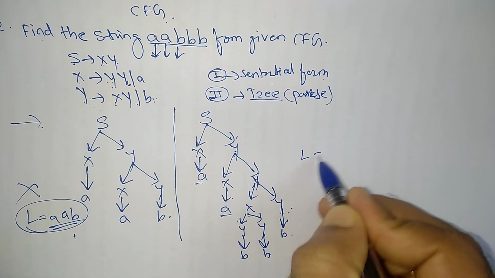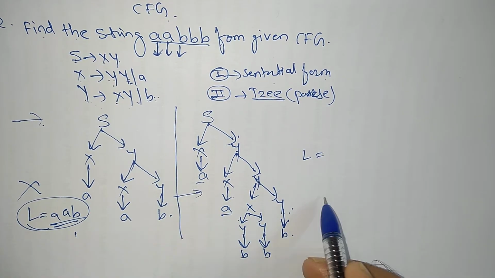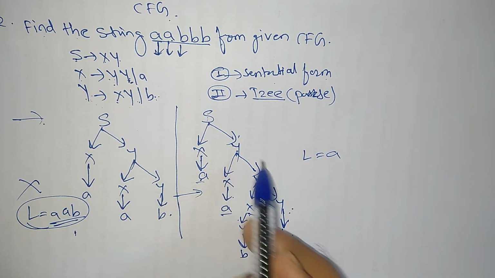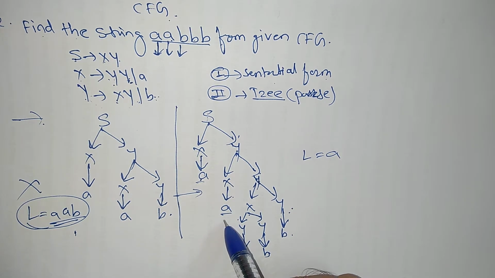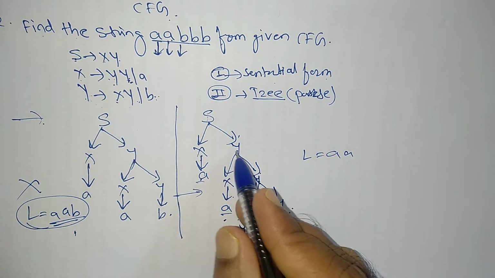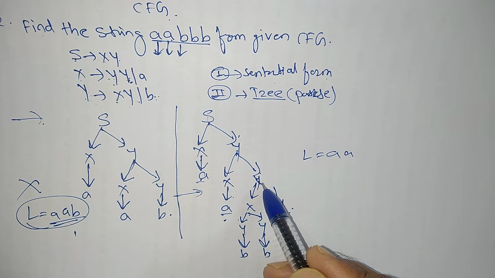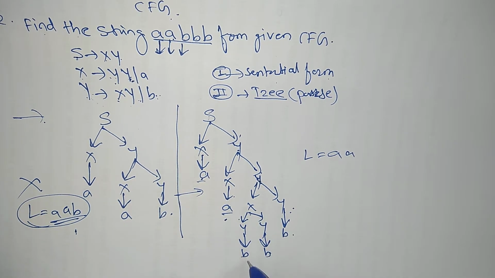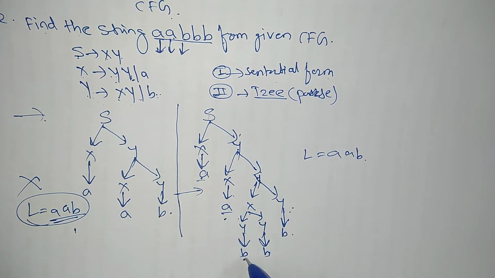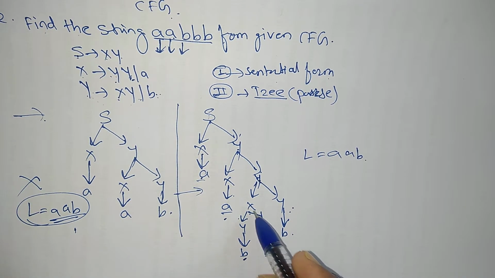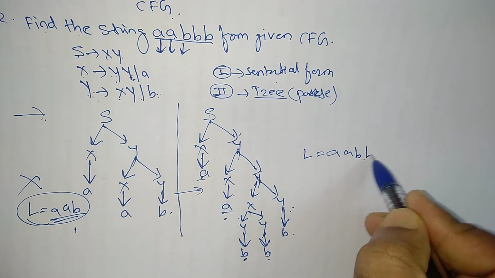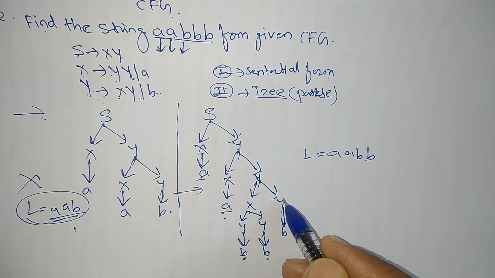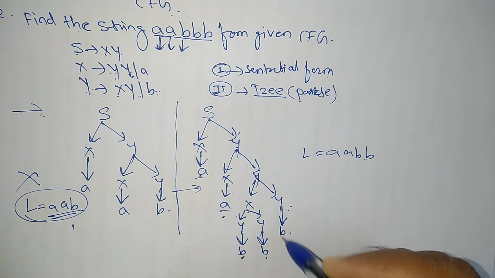So read the string carefully. We have to read from left to right. With the leftmost, I have A. I will come to the right side. On the right side, go to the leftmost, I have A. Go to the parent. Go to the right side. Go to the left side, B. B is there. Come to the top. Go to the right side. What will I read? I will read B. I have completed this part. Go to the parent. The parent's right side is Y. Y is going to produce B.